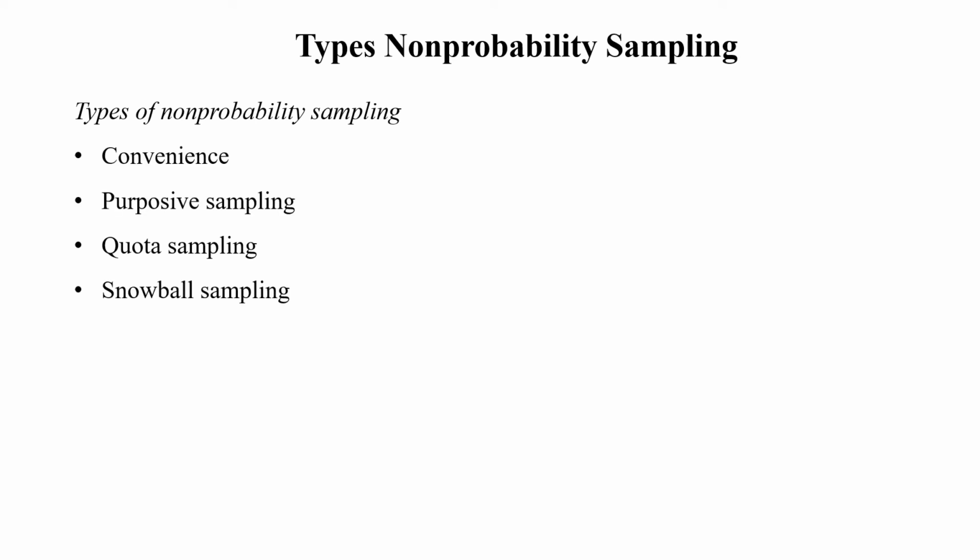So what types of non-probability sampling do you have? Again, if you have to choose non-probability sampling, you have to describe at least how the sample was selected. It can be quota sampling, purposive sampling, convenience sampling, snowballing, right? These are the main types of non-probability sampling we have. Okay, let's see each one.